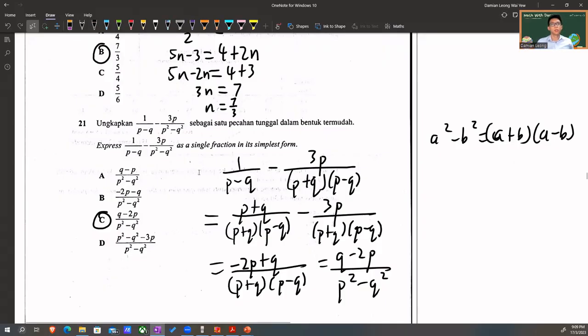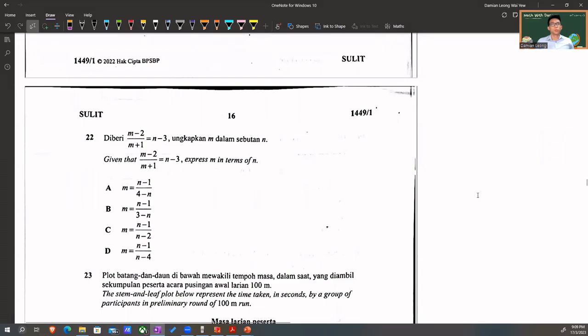Okay. Question 22. Given this equation, express m in terms of n. Basically, just get rid of the fraction. So it's (n minus 3) times (m plus 1). Expand. n times m, mn, n times 1 plus n, negative 3 times m minus 3m, and then negative 3 times 1 minus 3.